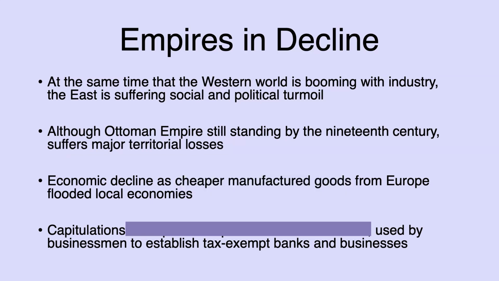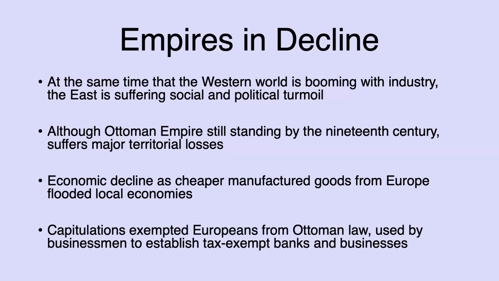At the same time, economic decline has resulted in cheaper manufactured goods coming in from Europe that flood local economies, right? So as these cheap, now industrially manufactured goods come in, the price is a lot cheaper than whether they would have been produced locally. So that floods the local economies. It results in the destruction of local merchants, local tradesmen, et cetera, and that leads to an overall economic decline.